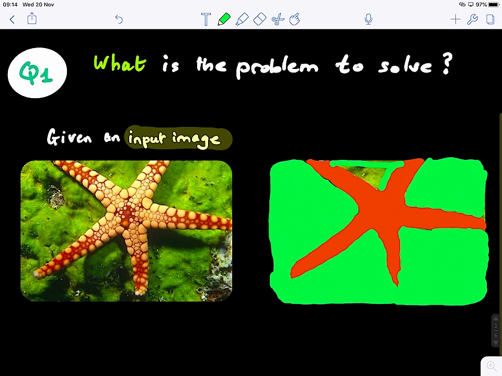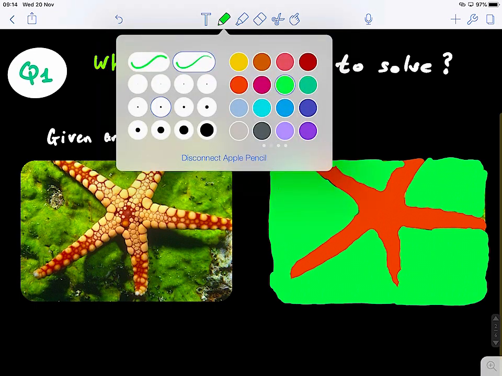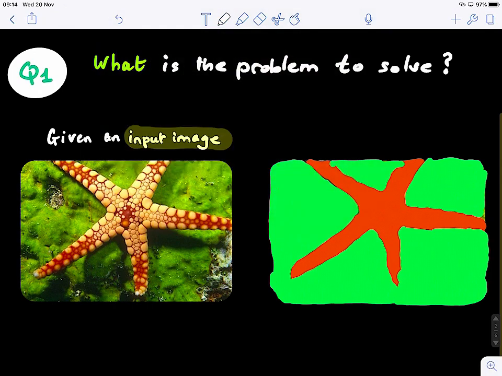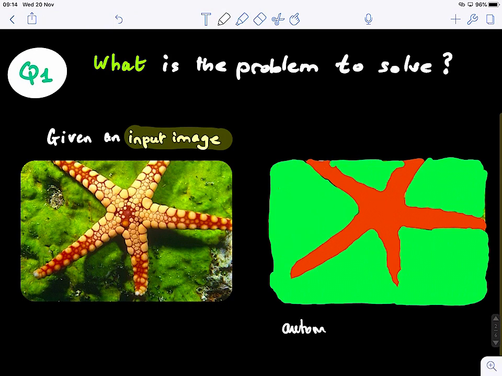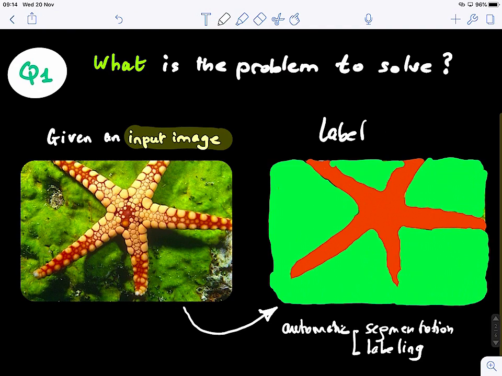So the goal here is to teach a computer how to do this automatically, and for that we're going to use graphs. In the field of machine learning, we can call this automatic segmentation, image segmentation, or also labeling. This is the problem that we want to solve. We want to give our algorithm an input image, and it outputs what we call the label image or the label map. So this is our goal, to get the label map.